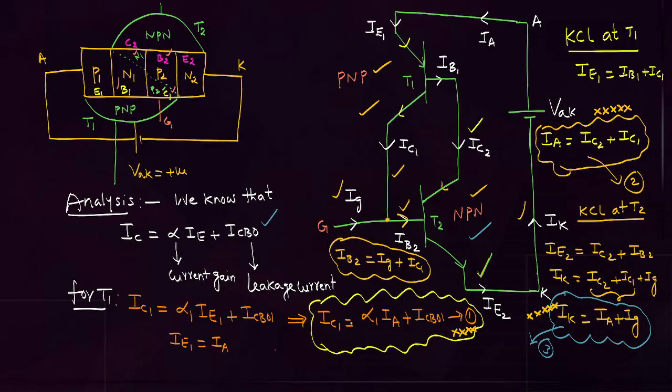Whatever formulas I have given, because it is a quick revision, I am not giving any derivation here. But whatever points and formulas I have given, you mainly have to concentrate on those. That is IC1, and this is IK, and this is the anode. What is the observation here? According to two transistor analysis, the anode current is equal to the sum of the two collector currents. Cathode current is equal to anode current plus gate current.